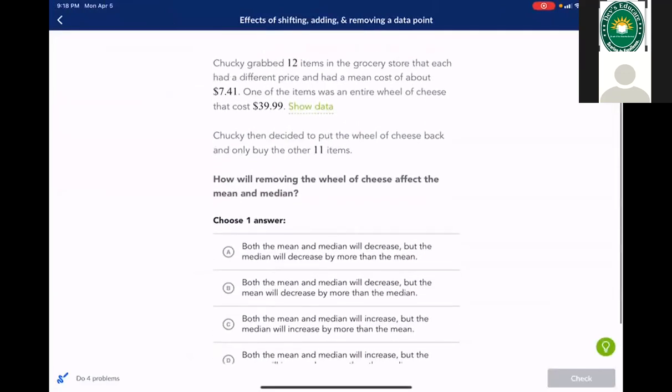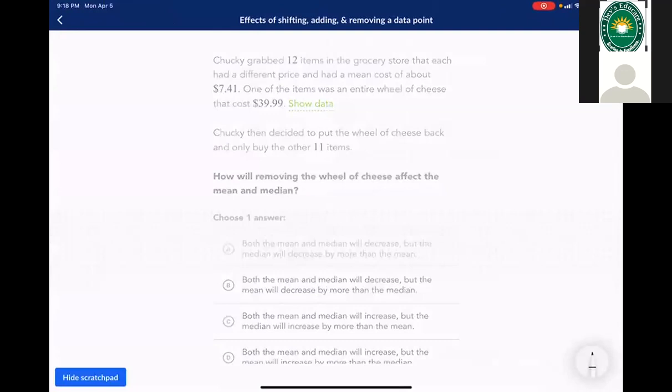Oh wow. Okay. Chucky grabbed 12 items in a grocery store that each had a different price and had a mean cost of about $7.41. One of the items was an entire wheel of cheese that cost $39.